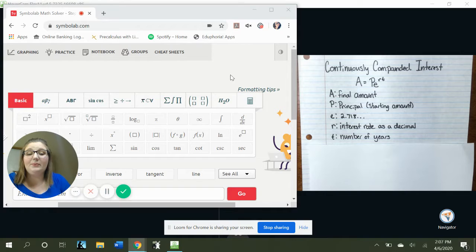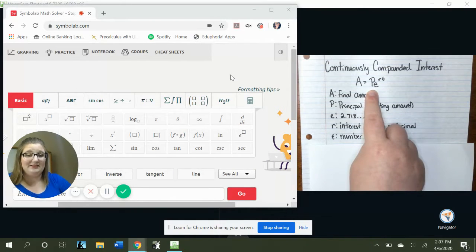P is the principal, which is the starting amount of money. And principal is a word that comes up in accounting and banking, but it just means the starting amount of money. So say you take out a loan to buy a car, your principal is whatever you took out. Or say you invest $300, your principal is that money that you invested at the very beginning.